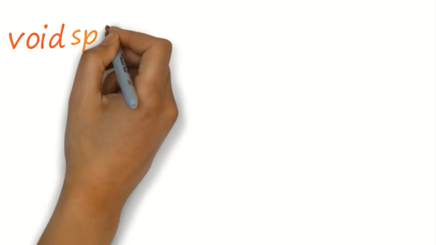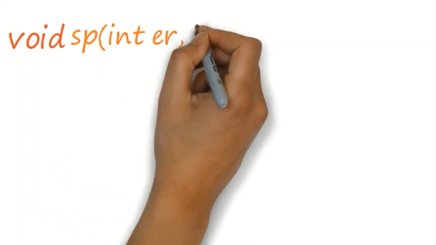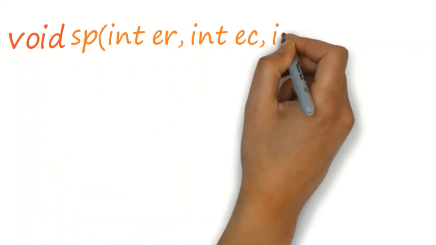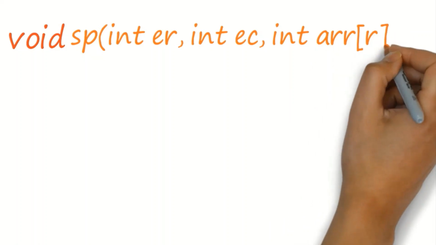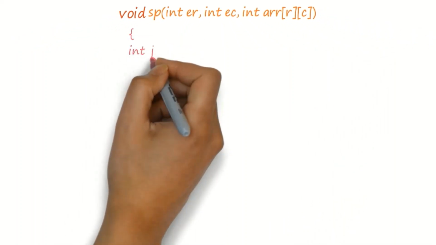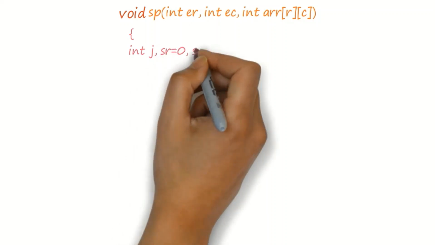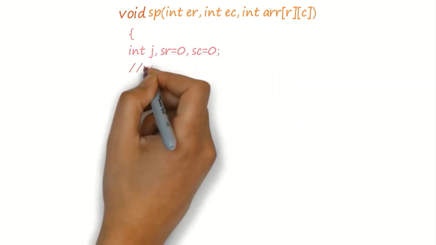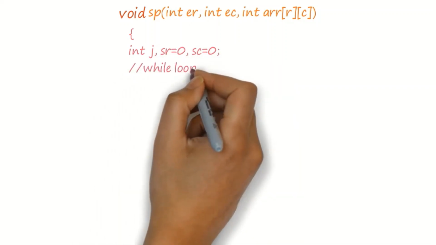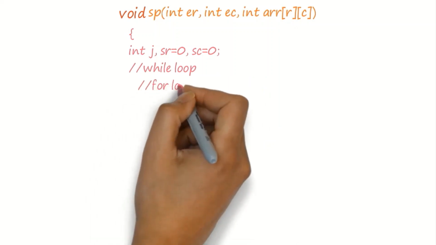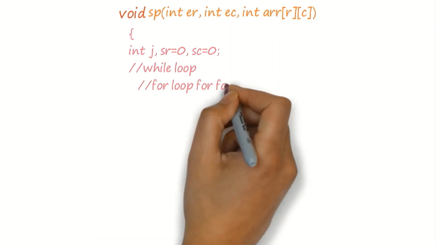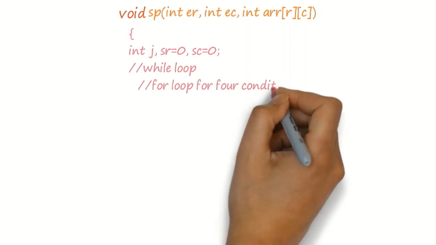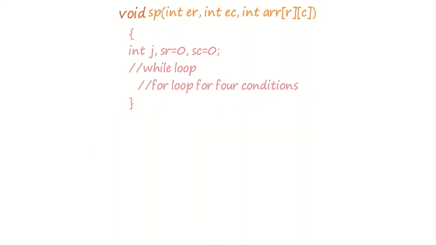Since no return type is given for the function, therefore SP function will have void return type, and it will have 3 parameters: ending row, ending column, and the array itself. And we have to initialize starting row SR and starting column SC by 0. And within this function we have to define the while loop, and inside this while loop we will have the 4 for loops that we have discussed right now.